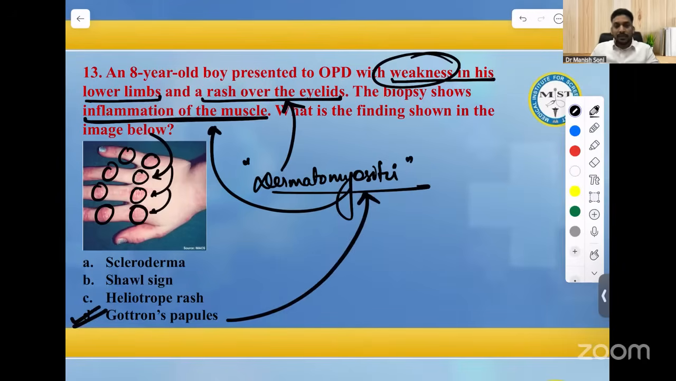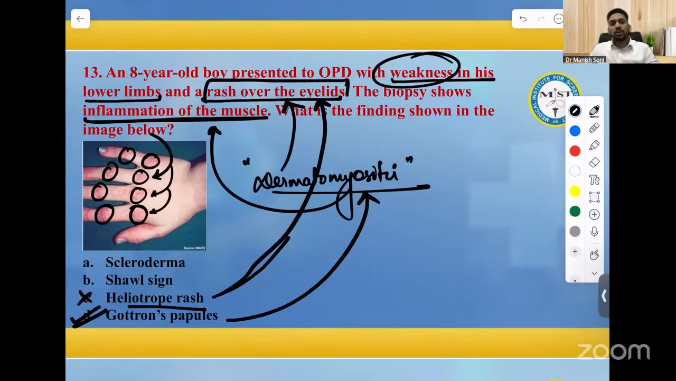Now remember that heliotrope rash is also seen in dermatomyositis, but the answer is not heliotrope rash. The heliotrope rash seen in dermatomyositis is present over the eyelid. It is also seen in dermatomyositis, but this is not the answer because they are asking about the finding shown in the image. In the image, these knuckle areas, the rashes, these are Gottron's papules.